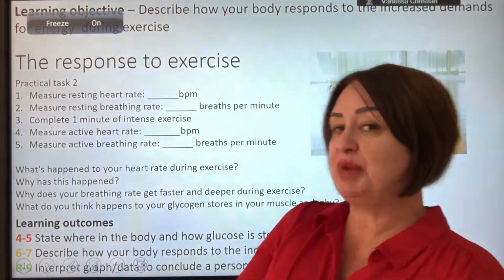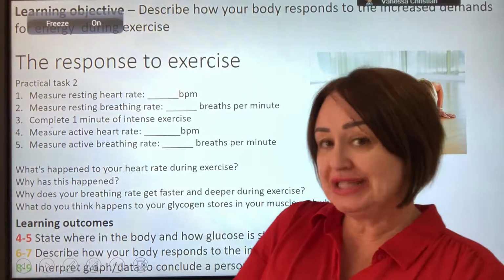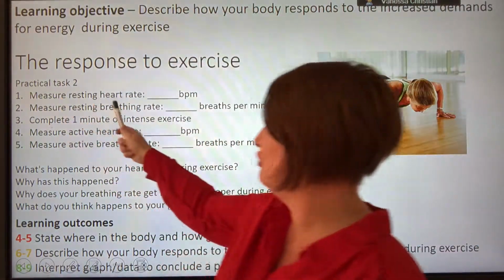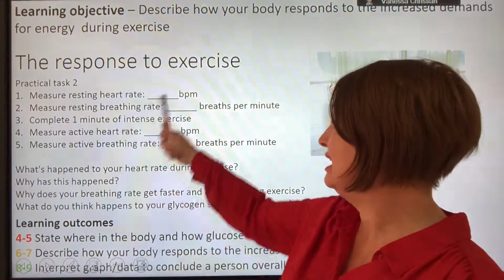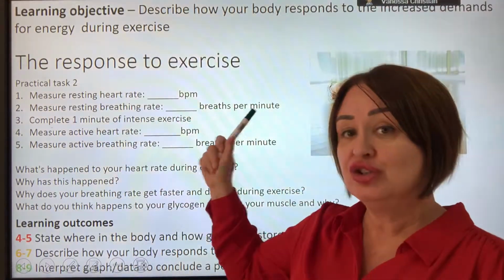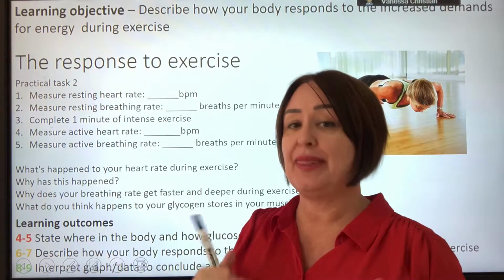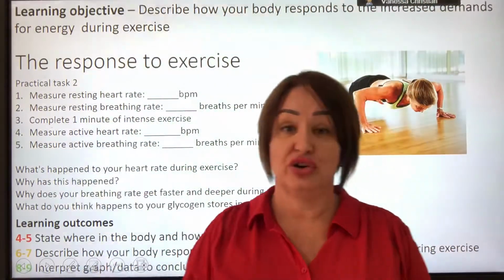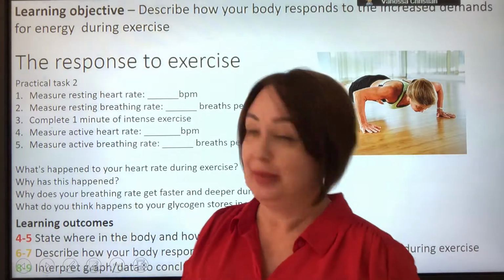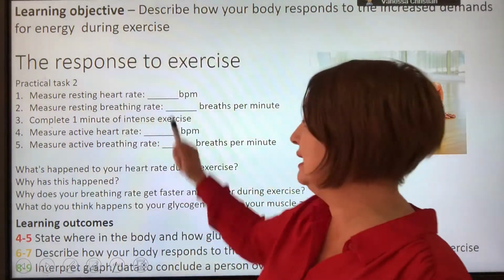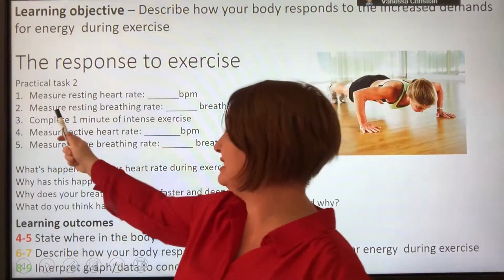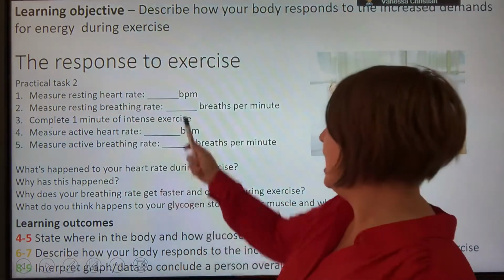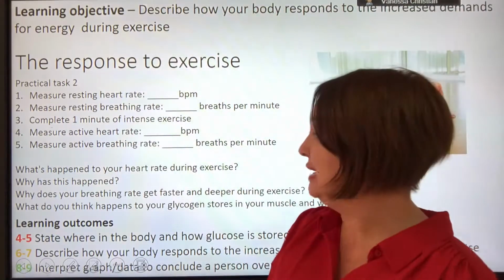So what's your response to exercise? Well, you could easily carry out the following investigation. You're going to measure your resting heart rate before exercise, and that would be in beats per minute. So whether you measured it for 15 seconds and then multiplied it by 4 to get it for the minute, or you measured it for 30 seconds and times it by 2. Either way, beats per minute. You can measure your resting breathing rate. It should be around 12 to 14. And again, breaths per minute.